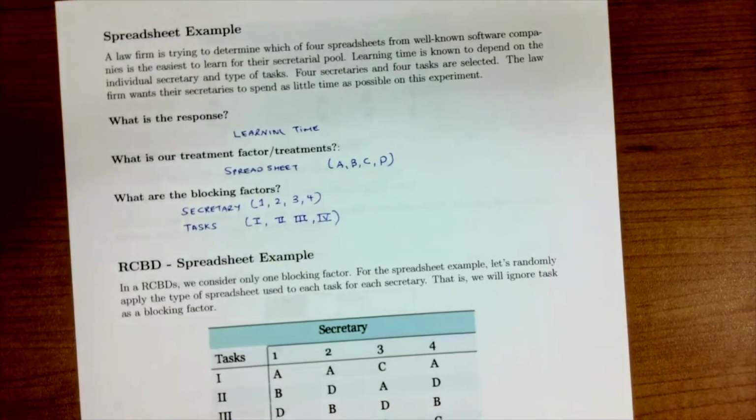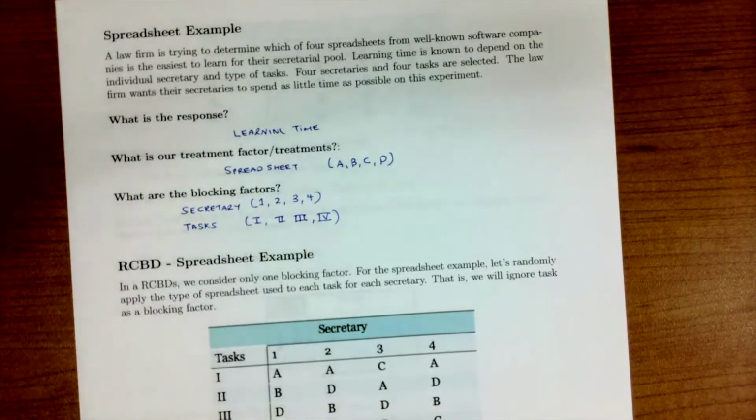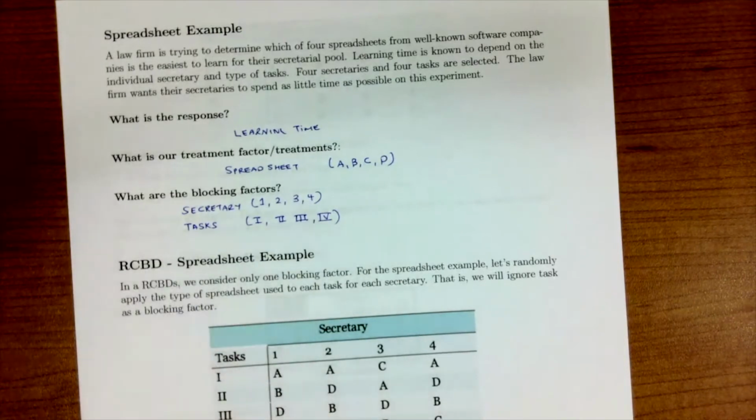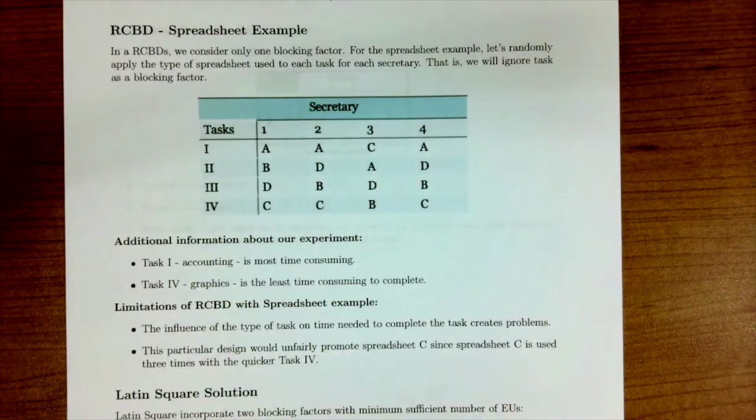So in this setup, we have 4 secretaries and 4 tasks, and we're not necessarily interested in the secretary to secretary variability, but we want to be able to block for it. We also realize that our tasks are potentially going to differ in time, so we want to block for that too. That's why we have 2 blocking factors. So far, we've only talked about RCBDs or GRCBDs, where we were only considering 1 blocking factor. So let's do this real quick to show where this could potentially cause some issues and why we want to introduce maybe a second block.